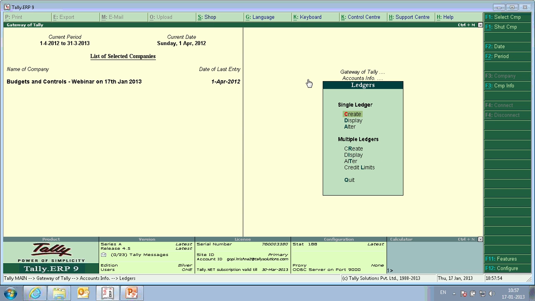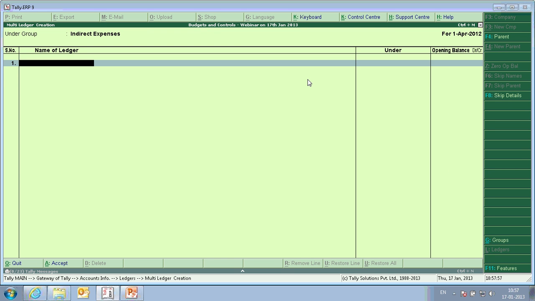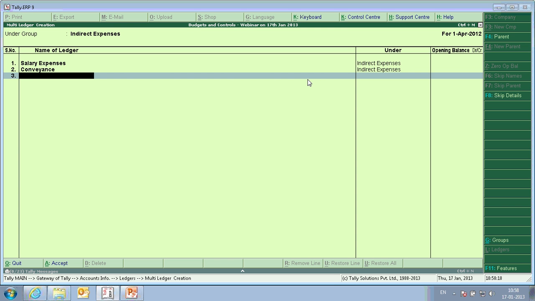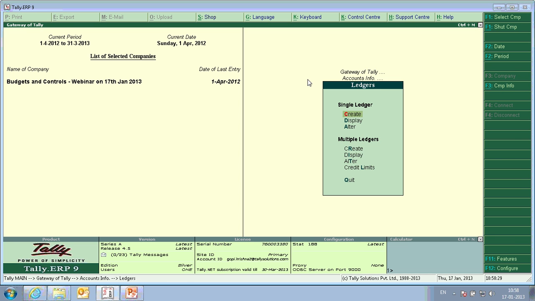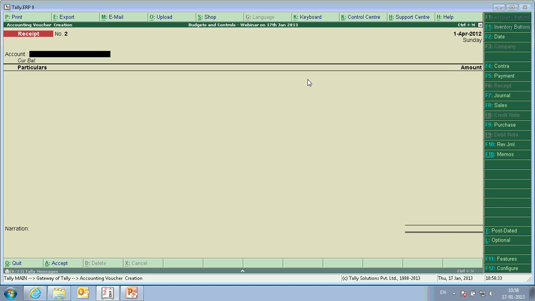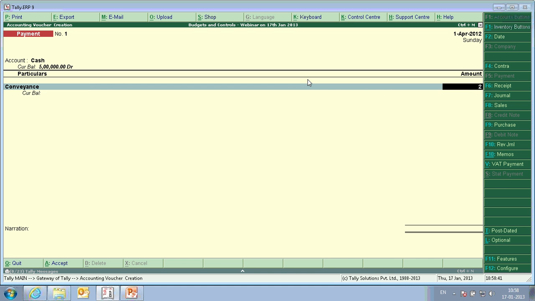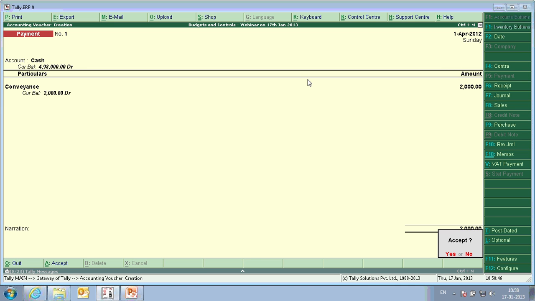So I'll again create some ledgers. Let us say I'm creating the ledgers under indirect expenses. I'm creating salary expenses, and opening balance I will not give. I'll create one more indirect expense, let us say conveyance. So I am creating two ledgers under indirect expenses and saving them. Now let me pay some expenses from my cash or bank. On 1st April I am paying a conveyance of, let us say, 2000 rupees and saving it.